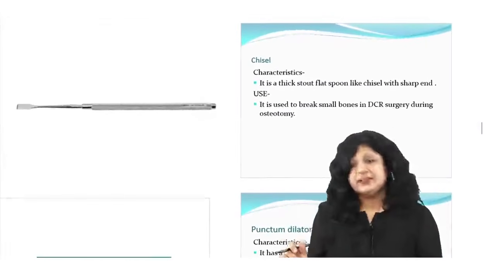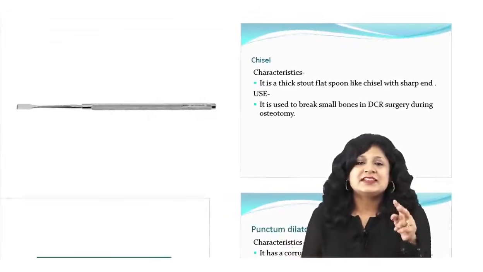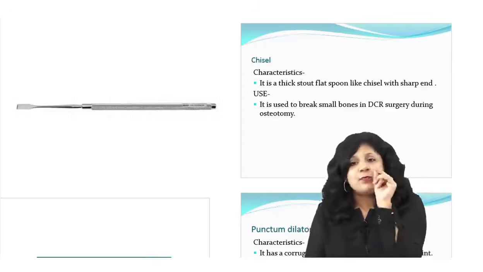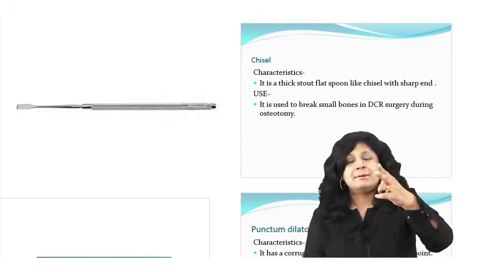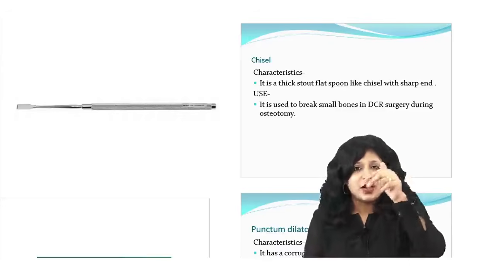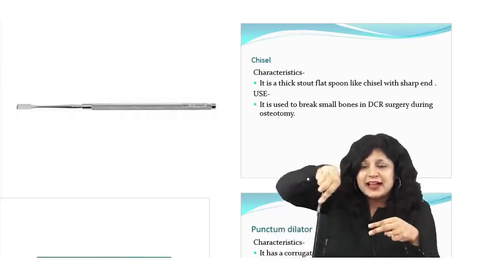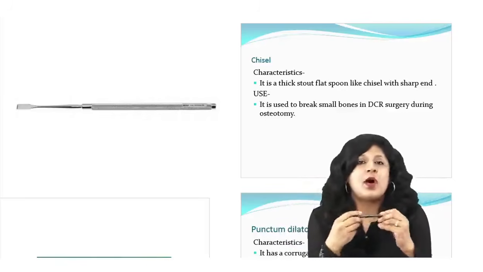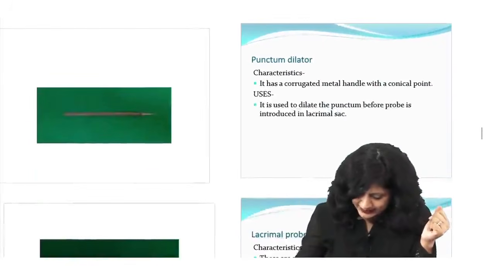Then your next one. Next is a chisel. Now this is just like a chisel and hammer, and why are we using this? Sometimes there are very small bones. In the DCR surgery, you have done the main chunk with your bone punch, and then you have to remove the small pieces. So with the help of this chisel, you are actually smoothing out the edges, doing all the neat work. So at that time you require the chisel. Okay. Then coming to the next one.